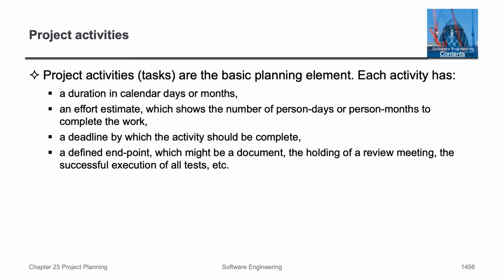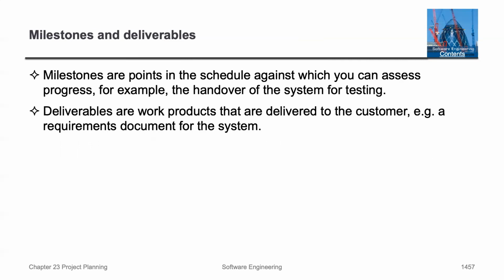Project activities or tasks are based on basic planning elements. Each activity has a duration, an effort estimation, a deadline, and a defined endpoint. So those are all important to be sure to have. Milestones and deliverables: milestones are points in a schedule against which you assess progress, for example, to hand over the system for testing. Deliverables are work products that are delivered to the customer, for example, a requirements document for the system.